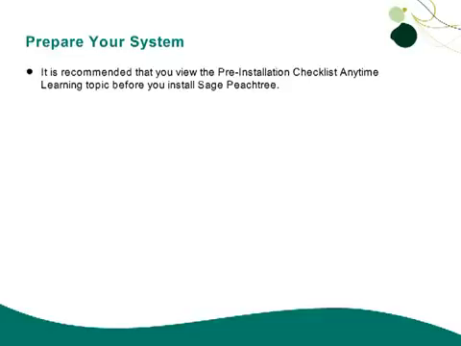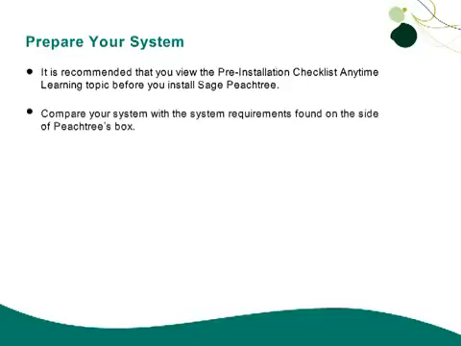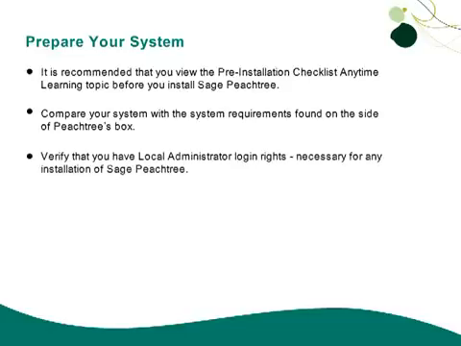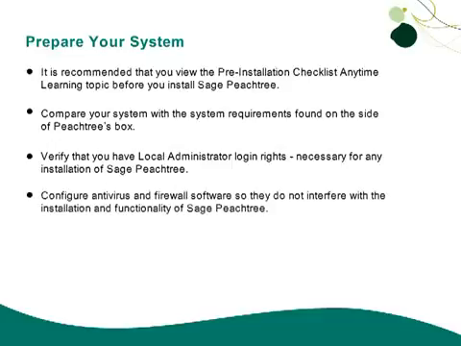Before installing Sage Peachtree, it's always a good idea to prepare your system for the installation. To learn tips that will help ensure a successful installation of Sage Peachtree, it is recommended that you view the pre-installation checklist Anytime Learning topic before you install the program. The pre-installation topic will show you how to compare your system with the system requirements found on the side of Sage Peachtree's box, and how to verify that you have local administrator login rights, which is a must for any installation of Sage Peachtree on any Microsoft Windows computer. You will learn how to configure your antivirus and firewall software so that they do not interfere with Peachtree's installation and functionality, and more.